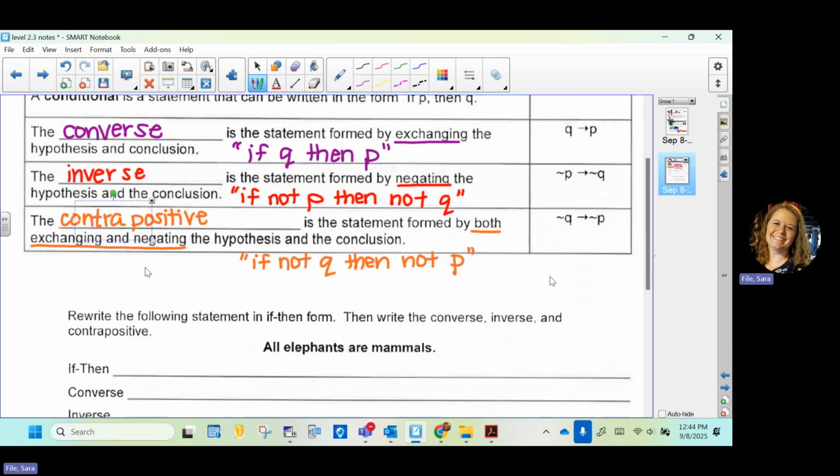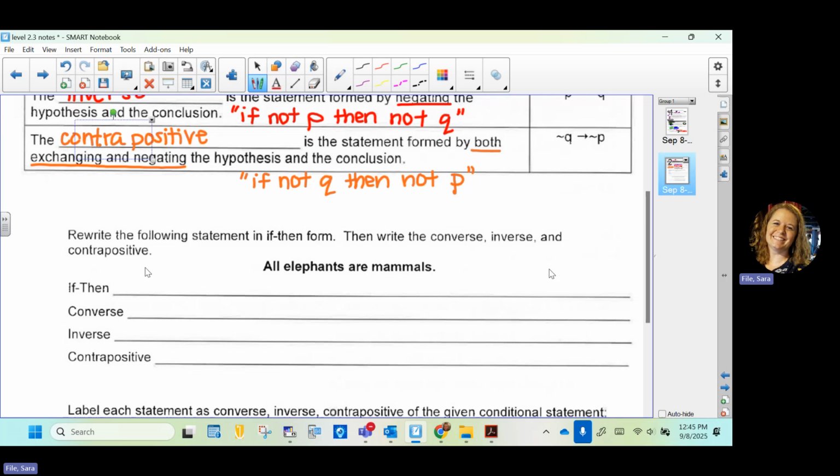Okay, so let's try this. Yes, quickly, please. We're given a piece of information. All elephants are mammals. We want to put this in if-then form. We want to make it a conditional statement and then find the converse, inverse, and contrapositive. First we're going to rewrite it in if-then form. So if it is an elephant, then it is a mammal. Would y'all think that's a good conditional statement for all elephants are mammals?